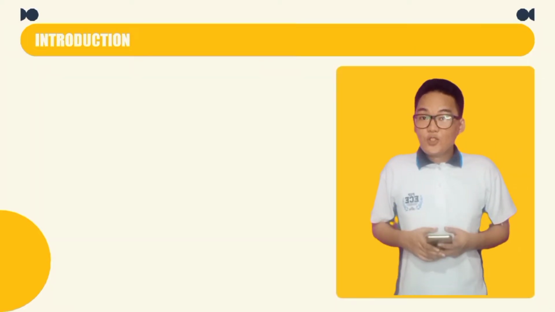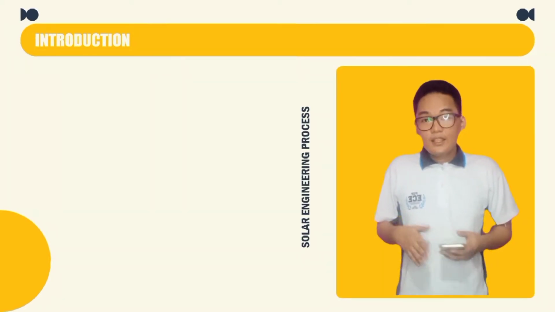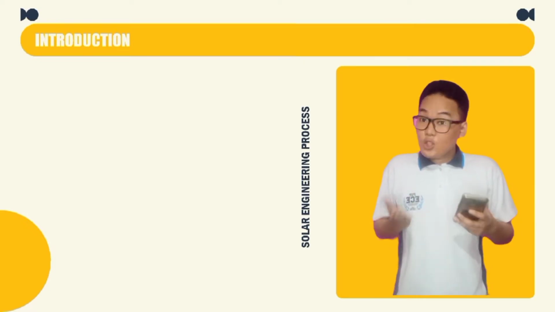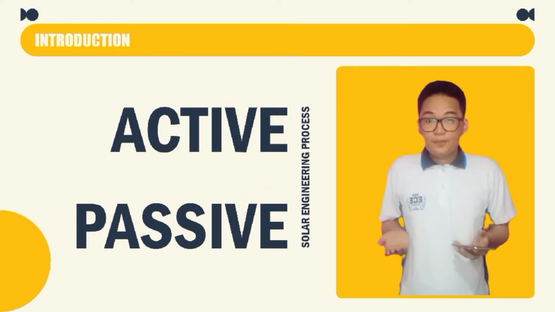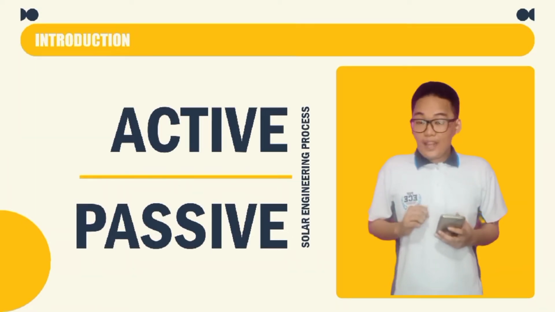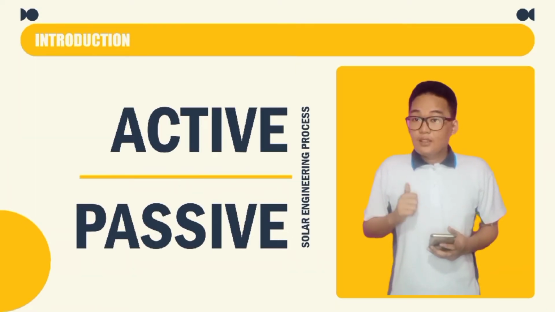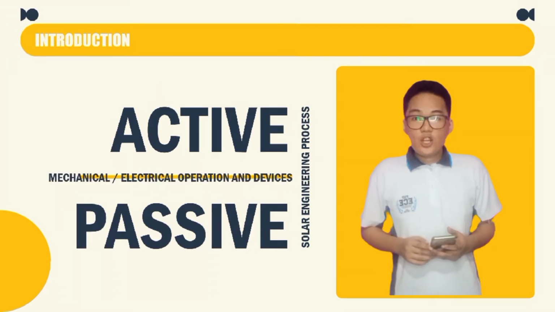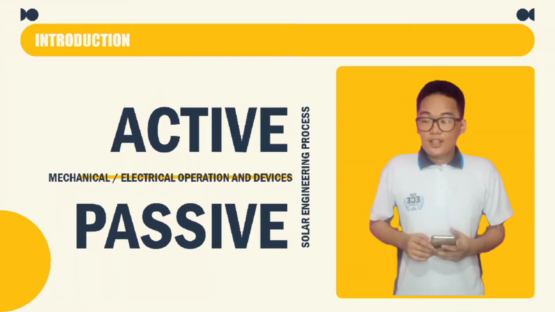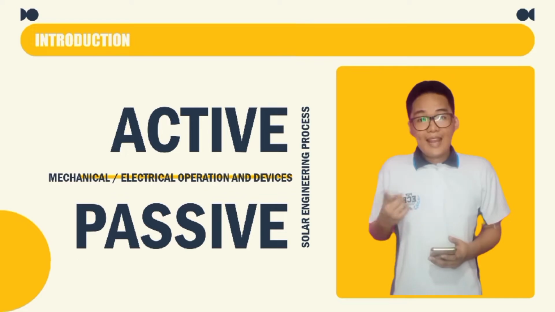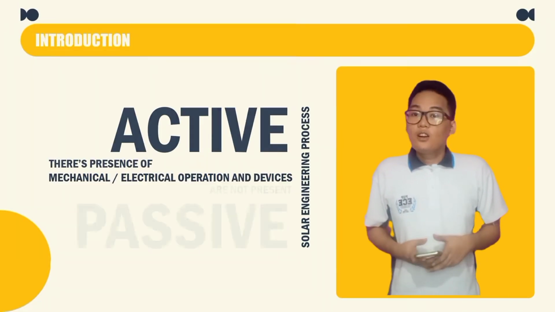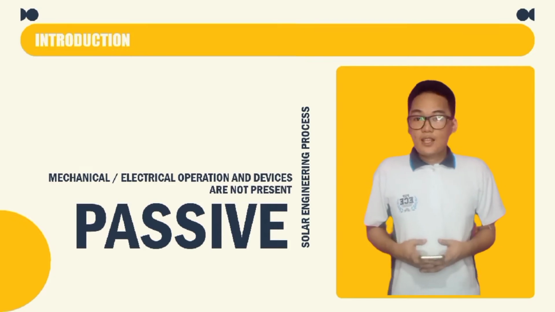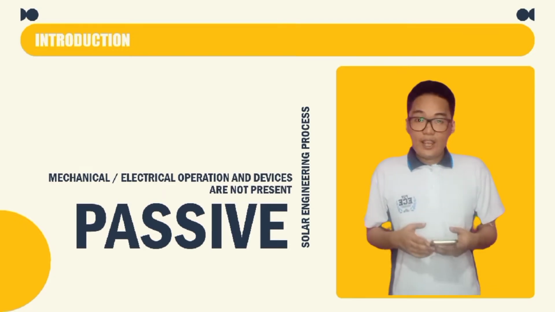When talking about solar engineering processes, it is important to note that they are usually categorized into two, active and passive. What sets these two categories apart is simple: the use of mechanical or electrical operation and devices. For active process, mechanical or electrical operation and devices is present. On the other hand, passive process does not require such operation and devices.